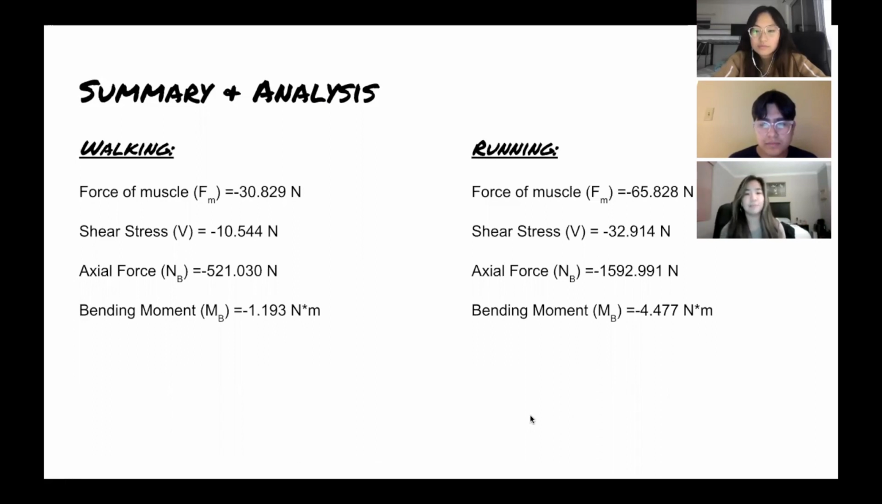This only happens when the force is large enough, which in this case hasn't reached that limit yet. But the bending moment basically reflects the shear and axial force, and since that increased by 4 times, we can see that the bone is bending more, which causes micro tears, and that's what you feel in shin splints.